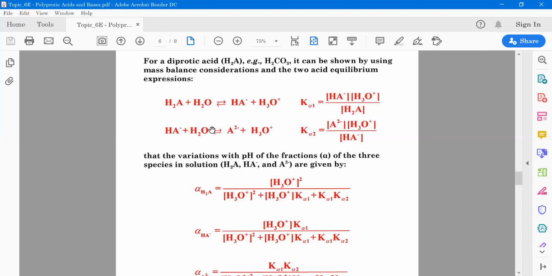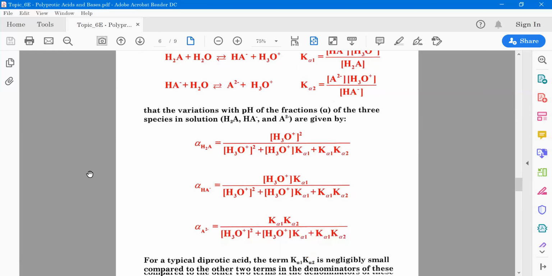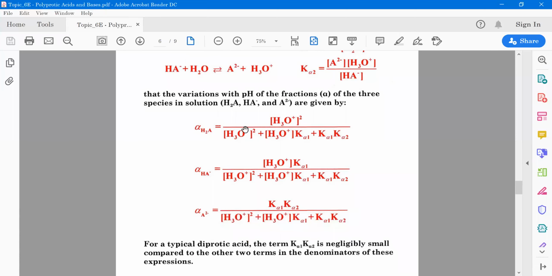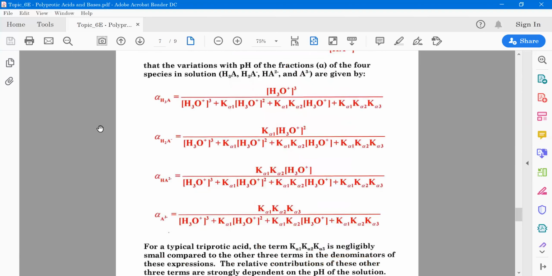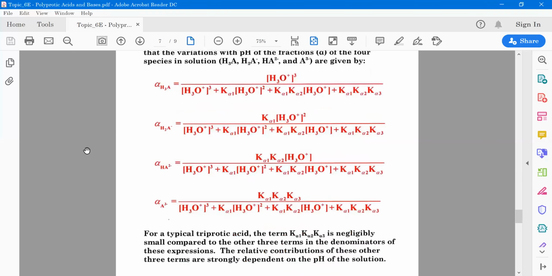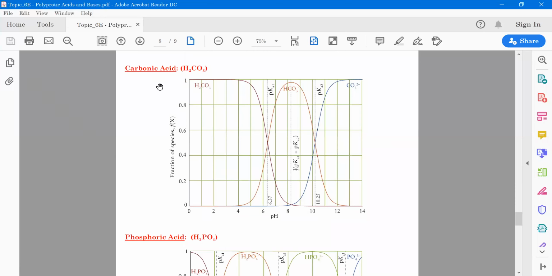Now, the concentrations of all three of those will vary with pH, just as we talked about for acetic acid. Now it gets a little bit more complicated. Don't worry about this. You don't have to remember that. This is just to make it complete, so that you can see what's going on. So let's go down here to the alpha plot for carbonic acid.